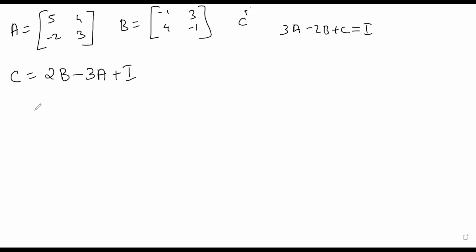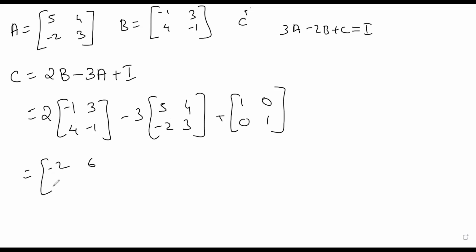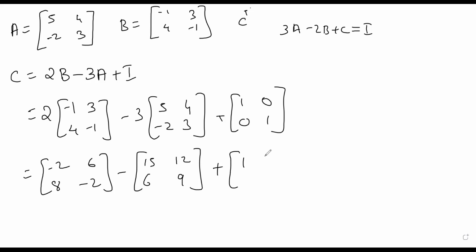plus I. That is 2 into minus 1, 3, 4 minus 1, minus 3 into 5, 4 minus 2, 3, plus I is 1001. That is minus 2, 6, 8 minus 2, minus 15, 12, 6, 9, plus 1001. तो C क्या आएगा?